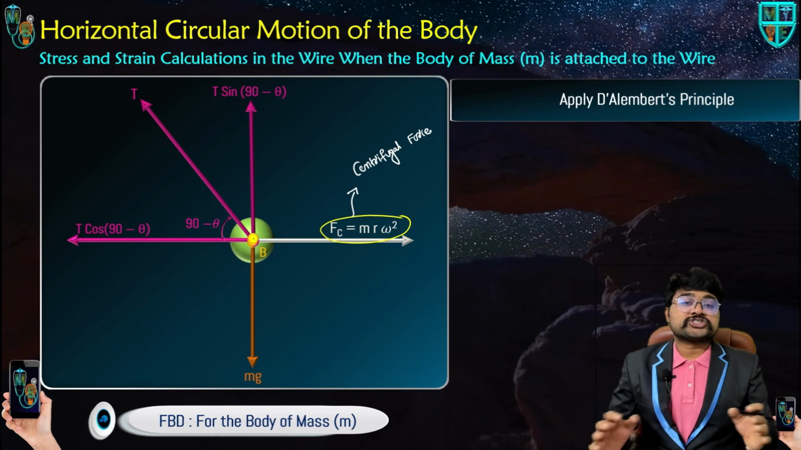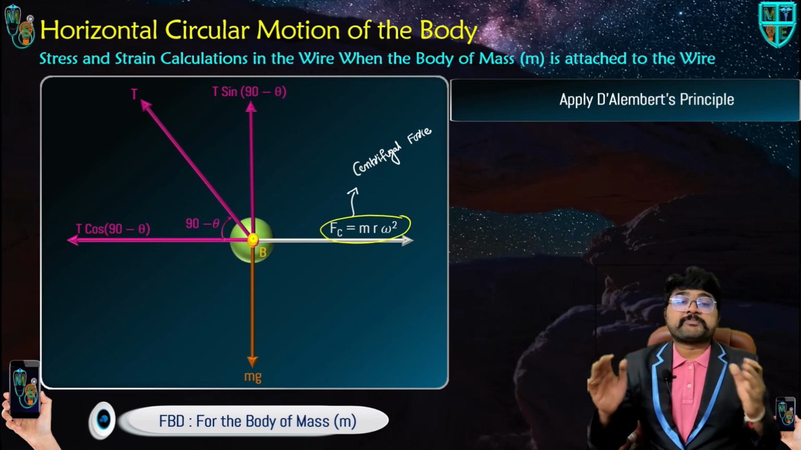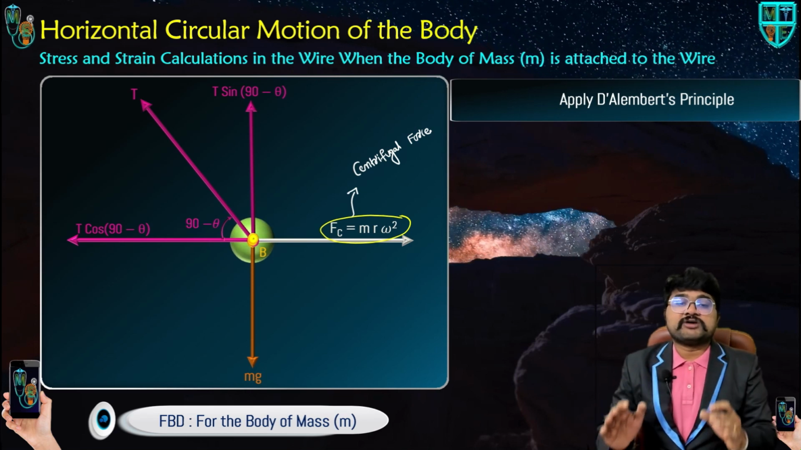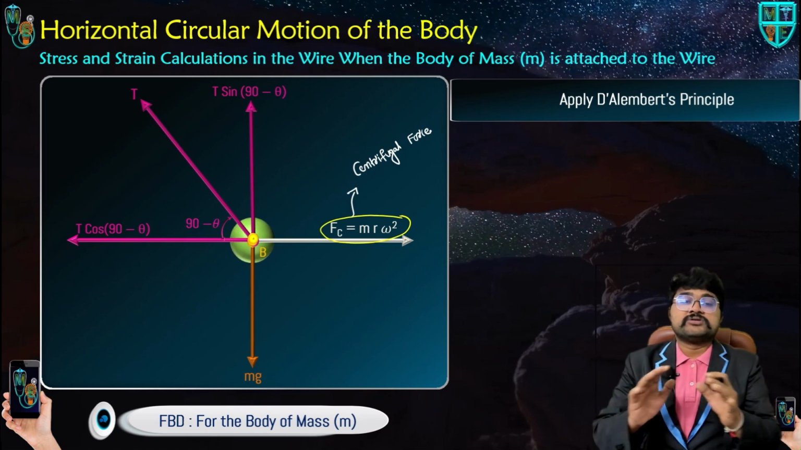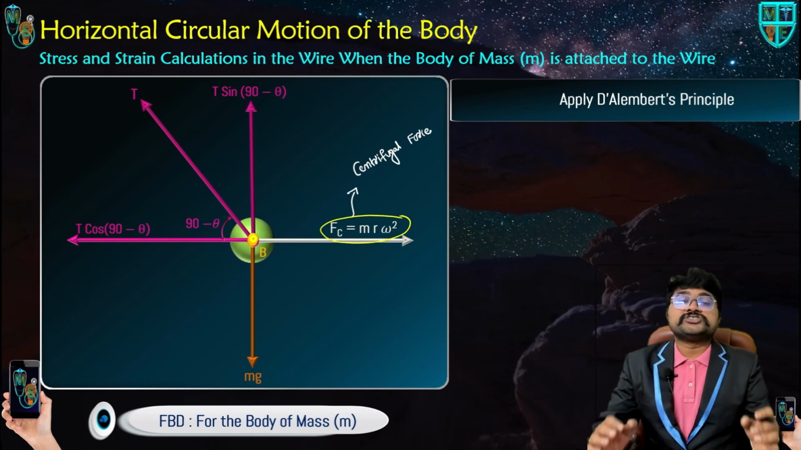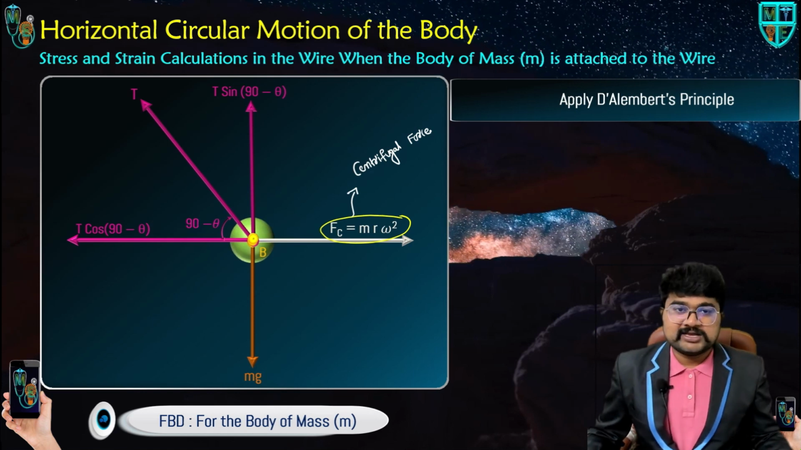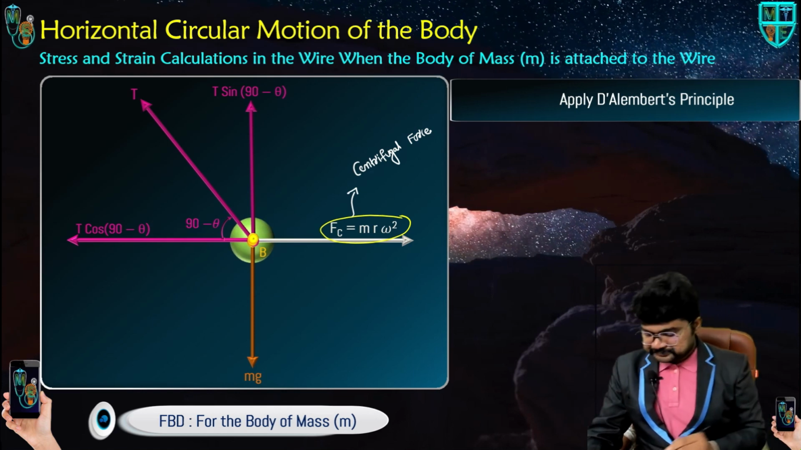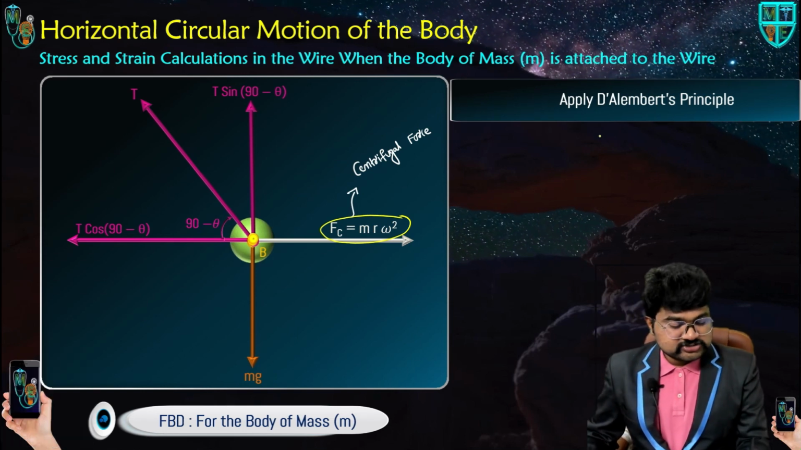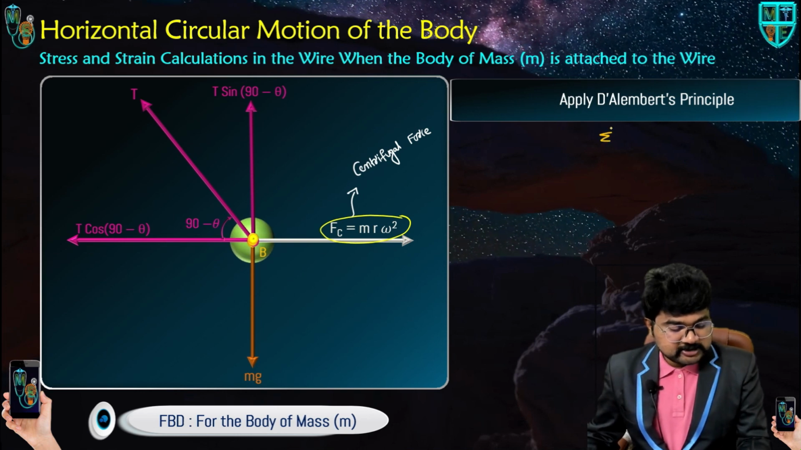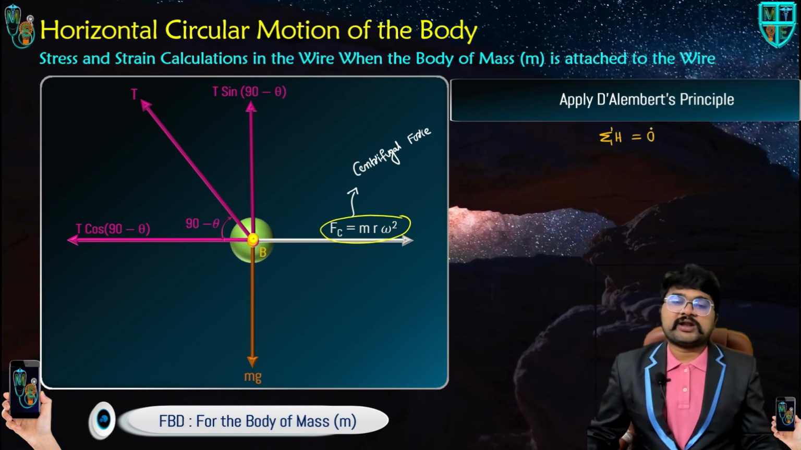That means motion of the body, circular motion of the body, is nullified by representing centrifugal force in the free body diagram. This is the way to convert a dynamic problem into a static problem and the procedure to apply D'Alembert's principle. Straight away you can apply static equilibrium equations. Here sigma H equals to 0.